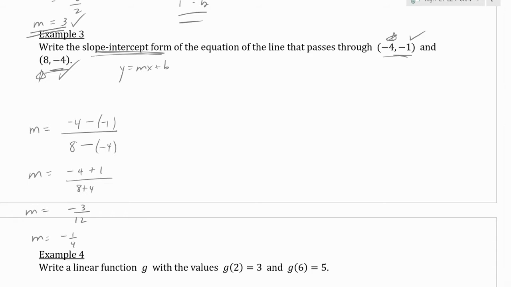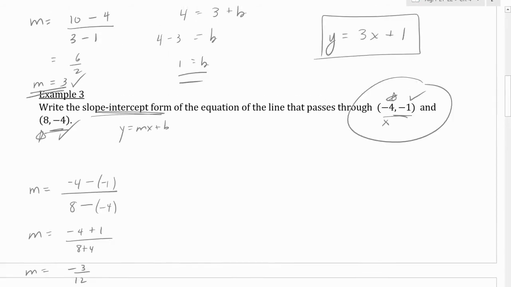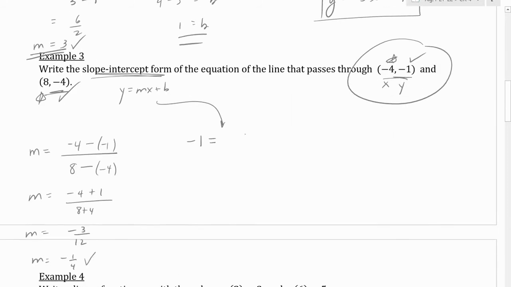Pick the point you like better. These numbers are slightly smaller. So I'm going to let that be x and that be y. So my y is -1 when my slope is -1/4 and my x is -4. All right, so a negative times a negative, definitely a positive. 1/4 of 4 is just 1. So I'm going to subtract 1 from both sides. There's my b. y equals mx plus b. Plus a -2 is just -2.